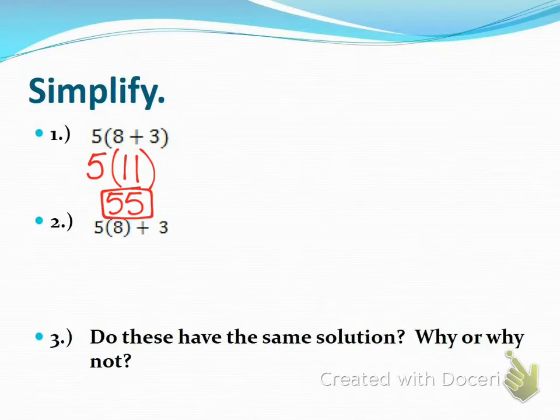Now on number 2, what would you do first? 5 times 8. Okay, there's nothing to do inside of the parentheses. There are no exponents, so next up is multiplication and division. So we multiply 5 times 8 to get 40. Then we add the 3 to get 43.